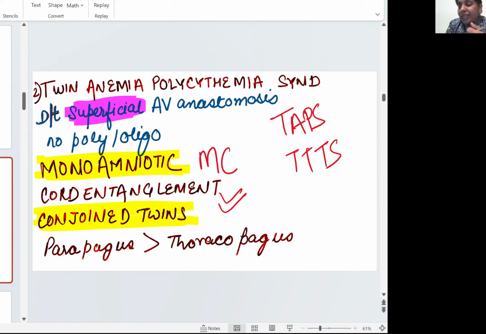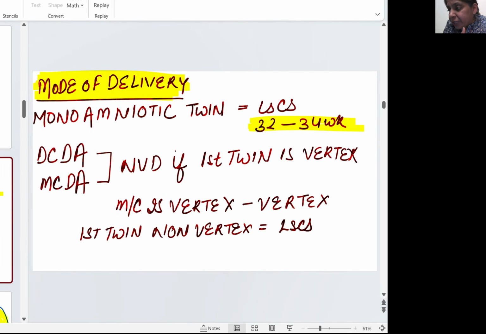So let us see, what is the most common conjoined twin? Parapagus. Okay, parapagus. What is the second most common? Thoracopagus. Parapagus means pelvis is common. What is thoracopagus? Thoracopagus means thorax is common. Most common is parapagus. Now let us see mode of delivery.